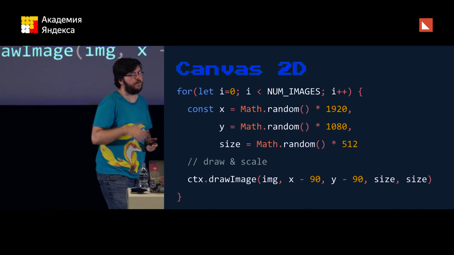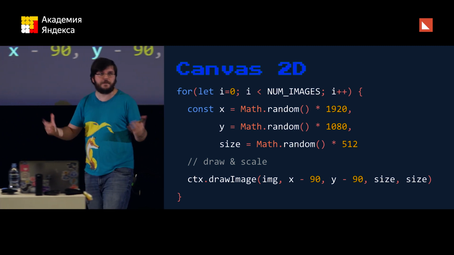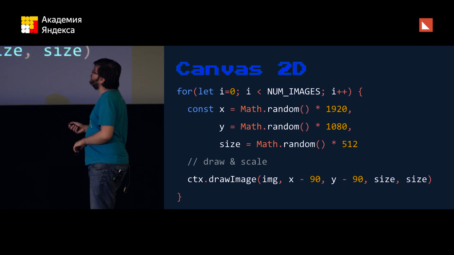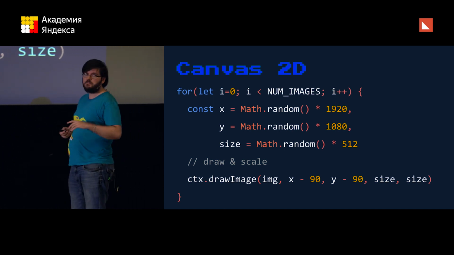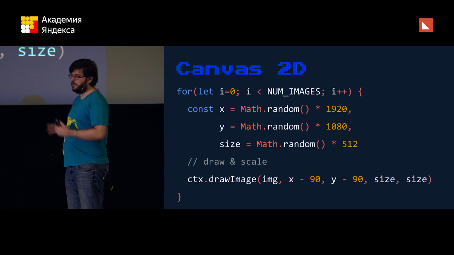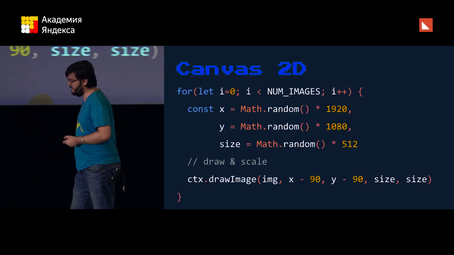So this is what I would probably write if I have a Canvas 2D. So all the setup code out of the way, I would say, okay, we have a bunch of images, maybe 100, maybe 500, maybe 1,000, and I pick a random position, and I pick a random size, and then I draw it at the random position with the size scaled as I want it.